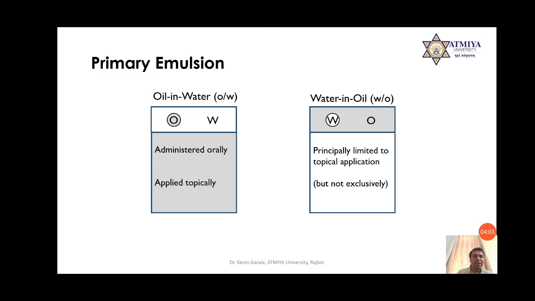While water in oil type of emulsion is mainly applied topically. The reason is that oil is the external phase, so it is quite difficult to swallow that kind of formulation. It is not exclusively used externally. Sometimes, if it is required, it can be administered orally also.